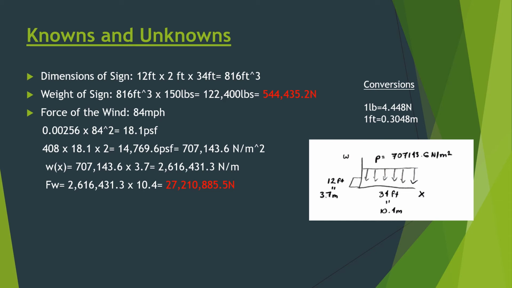And then I had to turn my dimensions of feet into meters. So I had to do the pressure that I have times the thickness of the sign. So that's what I did, and that's how I got my newtons per meter. And then just to get my newtons, I had to multiply it by the length, which would be on the x-axis. So this is what I got for my newtons.